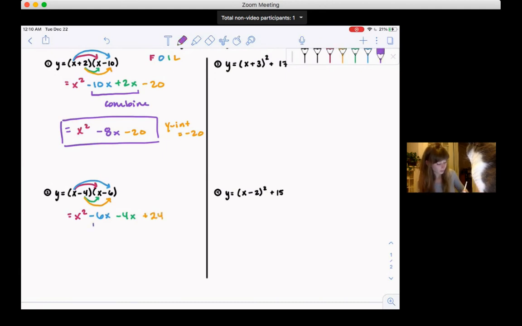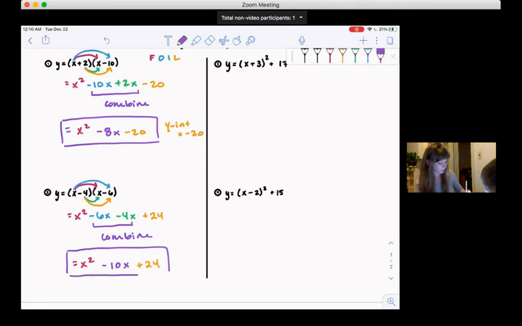All right, then I combine. And we end up with x squared minus 6x minus another 4x. So we're going more negative. That gives us minus 10x, and then we have plus 24 at the end. So we're now in general form, and we can say that the y-intercept of this function is positive 24. All right, so those were examples of going from factored form to general form.